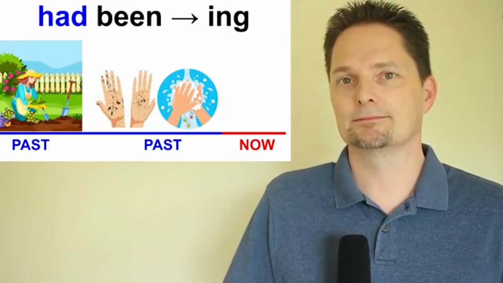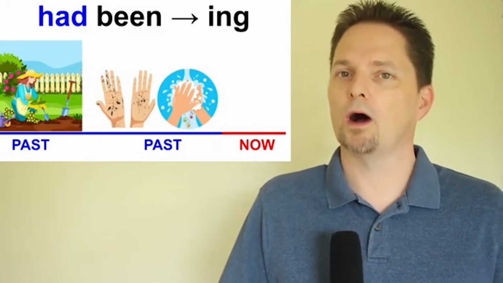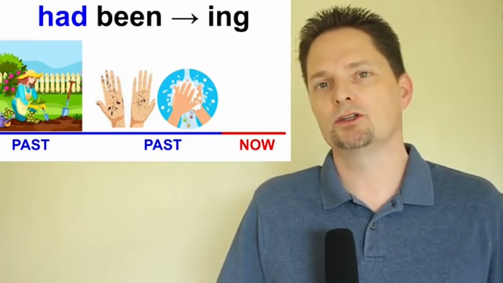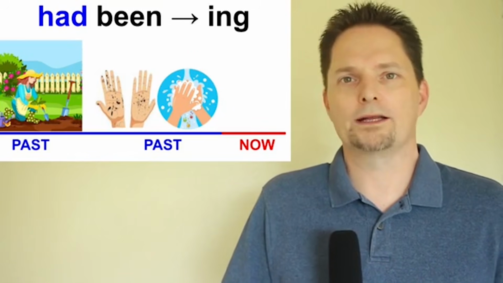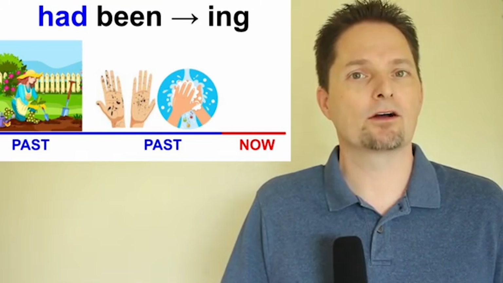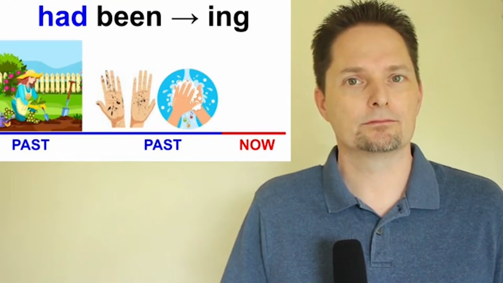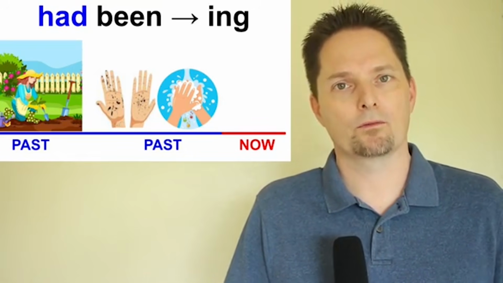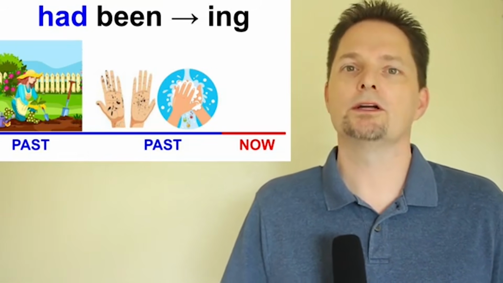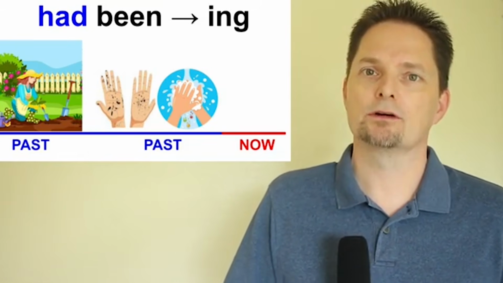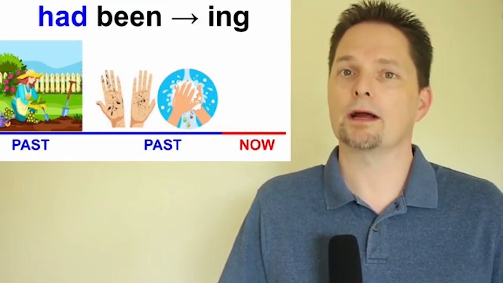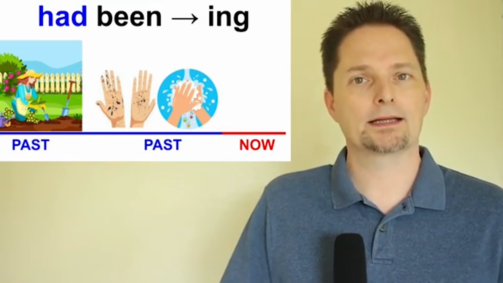Example in the past. She went inside and she washed her hands. In the past, she washed. She washed her hands. Why? Why did she wash her hands? Oh, because she had been working in the garden all afternoon. One action is before the other one. She had been working in the garden all afternoon, so she went inside and washed her hands.